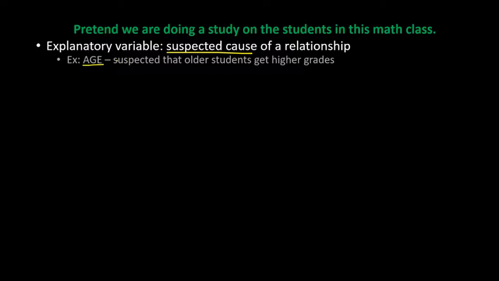So continuing, assuming that we're doing a study on the students in this math class. An explanatory variable is a suspected cause of a relationship. It's kind of like when we talk about x being an independent variable, the explanatory variable is similar but not the same, which is why I didn't write it down. So for example, as the teacher, I might say to myself, it seems like all the top performing students are a little bit older. I think age might explain why some students get higher grades. So age is my explanatory variable. And again, it's just something I'm suspecting.